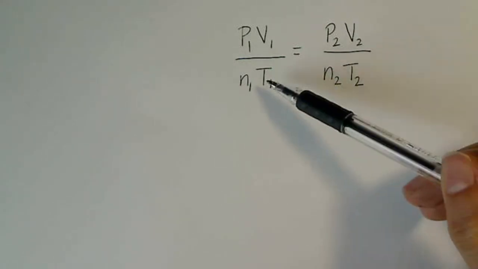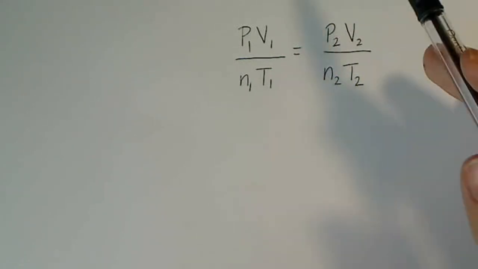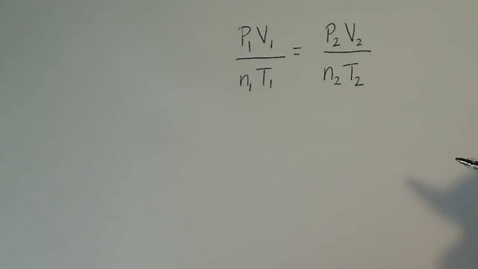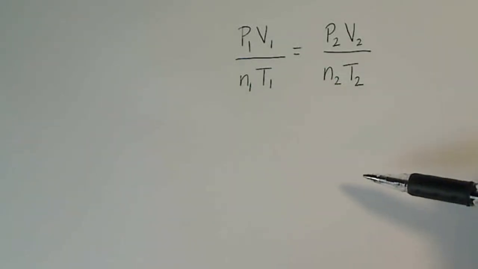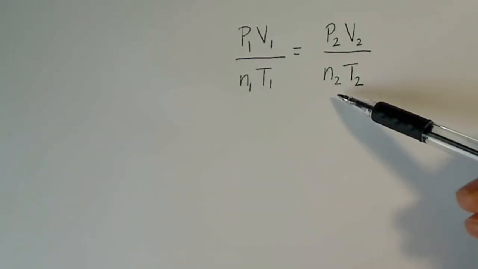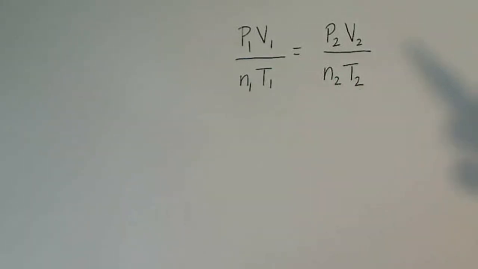But if one of these is constant, you don't really have to worry about it in the problem. For example, a lot of the times the number of moles, N, will be constant, so we just ignore it in the problem. I'm going to show you what I mean by that as we do some of these together.